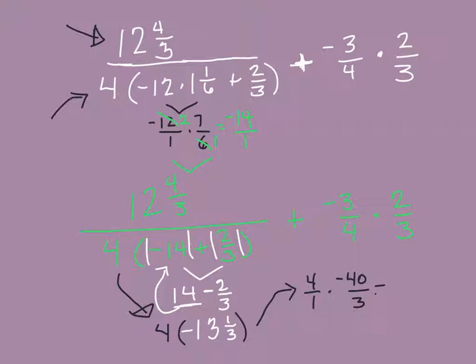So I can carry this on, keep the top with the top and the bottom with the bottom. 4 times negative 40, well, 4 times 40 is 160. A positive times a negative, of course, is a negative. And 1 times 3 is 3. So I now know that my bottom number, what's going to be divided by over here, is negative 160 over 3.